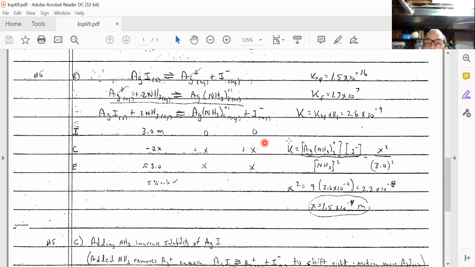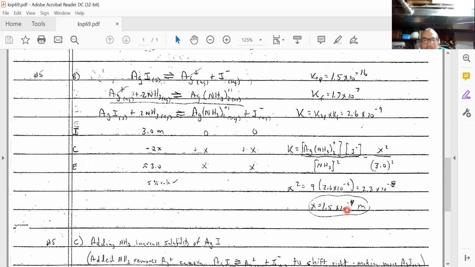We know the K value. We can say Ag(NH3)2 plus here, I minus here, and NH3 squared here, which matches the expression for this reaction. Notice the AgI drops out of this equation. It just becomes X squared over 3 squared. Ultimately, I can solve for X squared. I know 3 squared is 9, and the K value from up here is 2.6 times 10 to the negative 9th. I get 2.3 times 10 to the negative 8th for X squared. I take the square root of that and get 1.5 times 10 to the negative 4th.